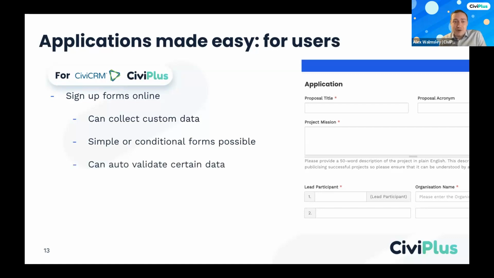So, simple form or conditional, as in different things can appear under different circumstances. You can auto-validate certain data. This is a fantastic one. Say there are certain things you want filled in a certain way. You want the system to say, if you put this in the box, I'm not going to accept this. So you can almost do a mini pre-review of some of the data. You can get the system to check things for you, which is fantastic.